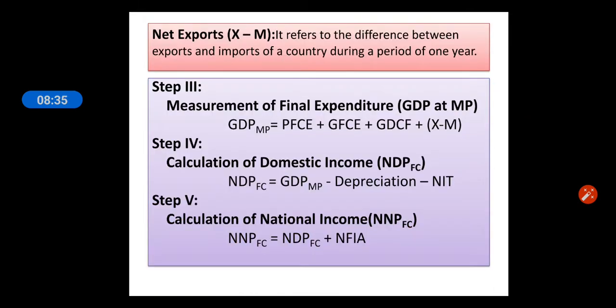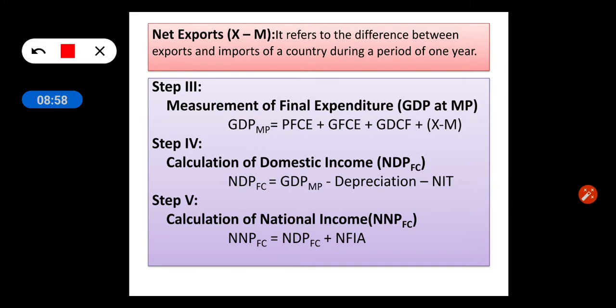The next one, the last expenditure, is net export. Net exports are the difference between the value of goods and services exported to other countries and the value of goods and services imported from other countries. That is, X is your export and M is your import. So export minus import is your net export.